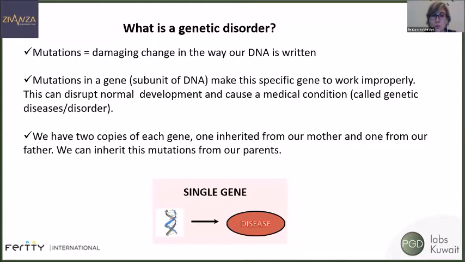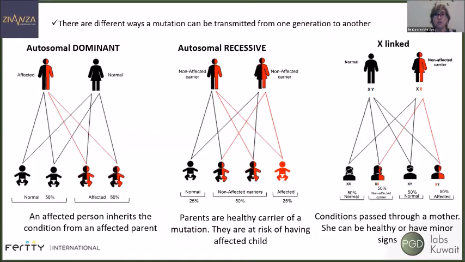We also need to know that for each gene we have two copies, one that we inherited from our mother and the other we inherited from our father. So the way these genetic disorders are transmitted through generations will depend on the kind of gene we are talking about. So we have, generally speaking, three ways of transmitting this disease.